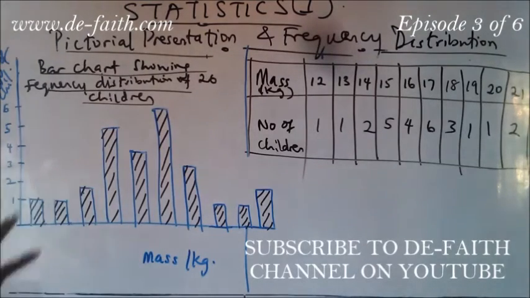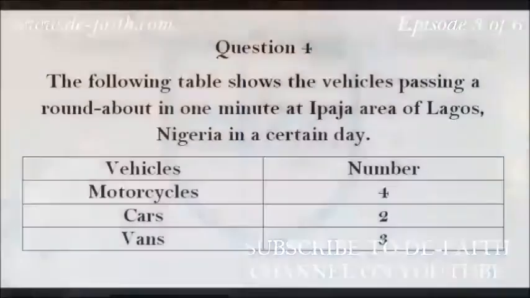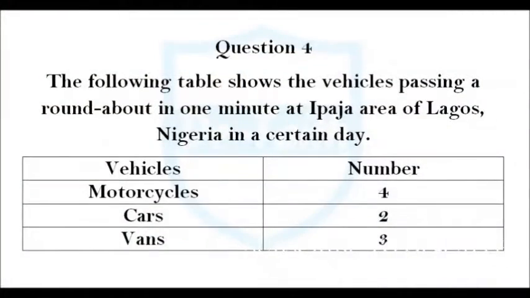And so this is the title of this bar chart. Here's the next question. It says the following table shows the vehicles passing a roundabout in 1 minute at Ipaja area of Lagos, Nigeria in a certain day. We have motorcycles 4 in number, cars 2 in number, van 3 in number. And then we have to illustrate the above information by a pictogram.